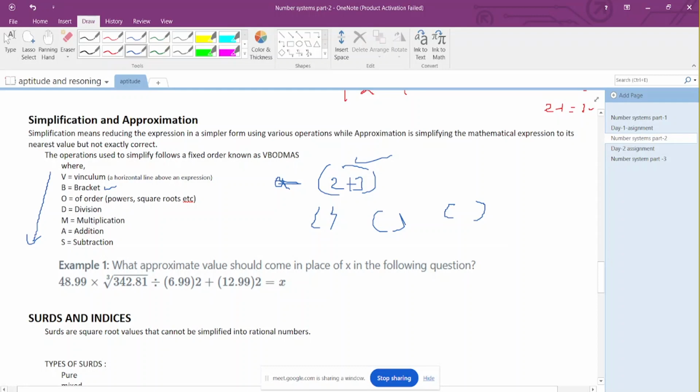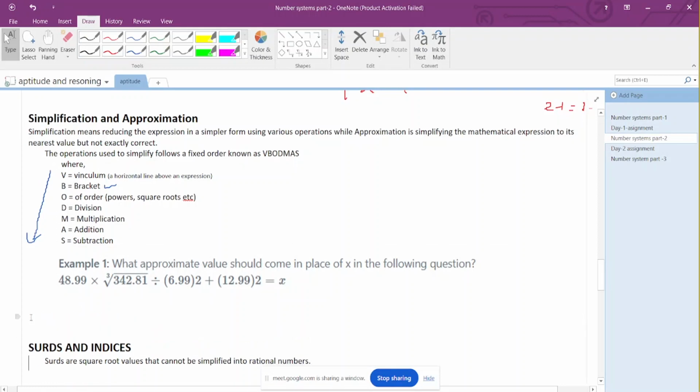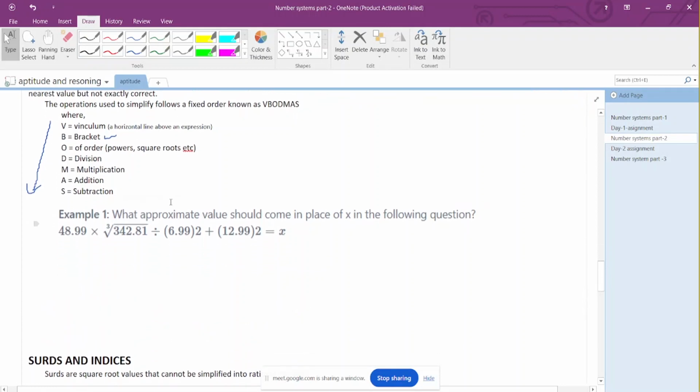So first of all, we have to follow this structure: first we solve the vinculum, then remove the brackets, and then solve the division, multiplication, etc. See here, I gave an example, right? 48.99 into cube root of 342.81, which is divided by 6.99 whole square plus 12.99 whole square is equal to x. So how are we supposed to solve this kind of question?